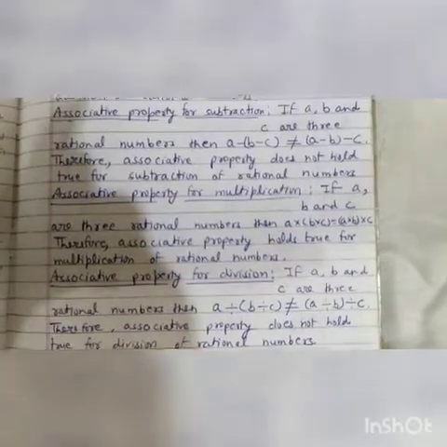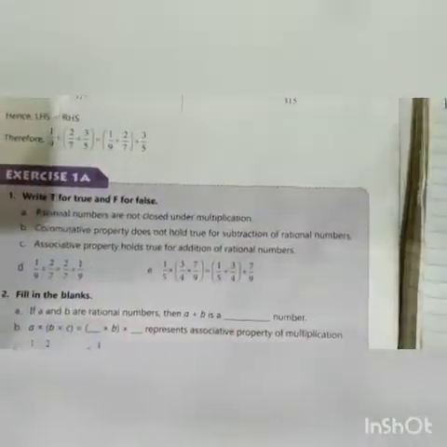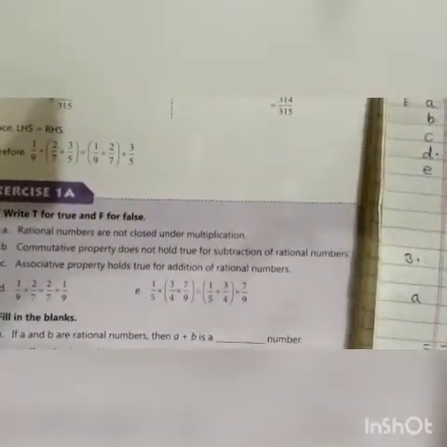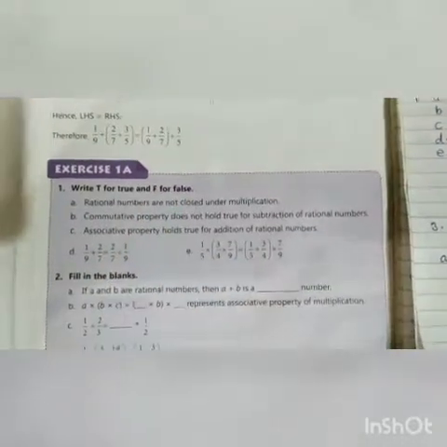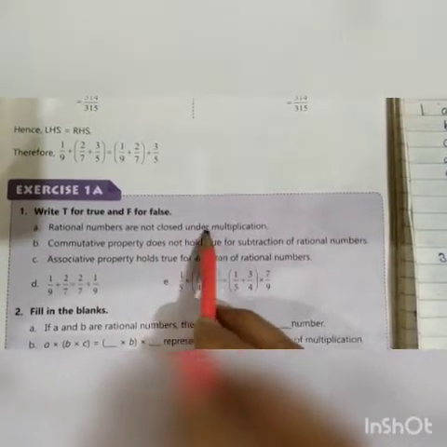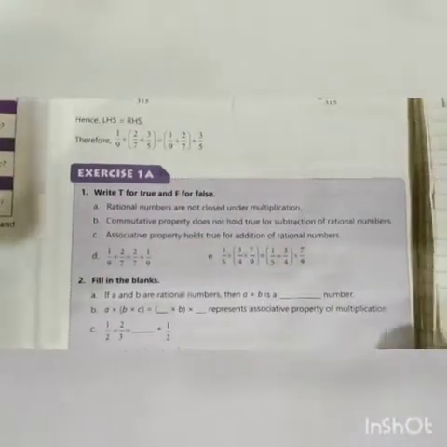Okay. Now come to exercise 1A. See exercise 1A. I have already solved it in my notebook, but I will explain it to you. Write T for true and F for false. First is: rational numbers are not closed under multiplication.